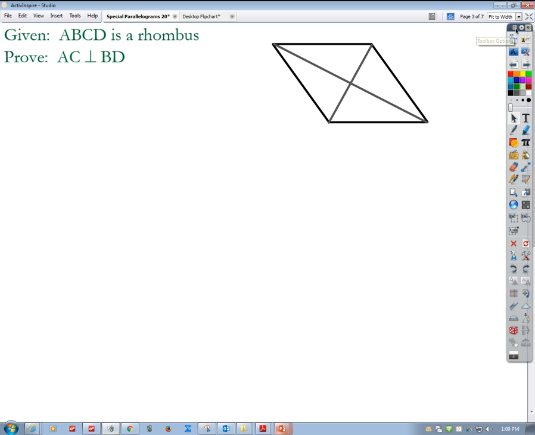So we're going to prove one of those relationships that I just showed you. If we're given a rhombus, we want to prove that the diagonals. So I've got to write in the vertices. So the vertices are A, B, C, D. So we've got to prove that the diagonals are perpendicular.